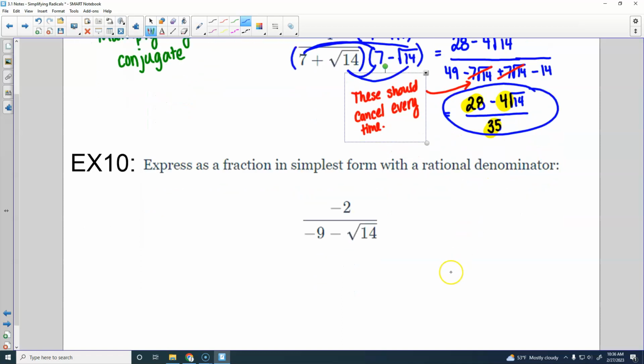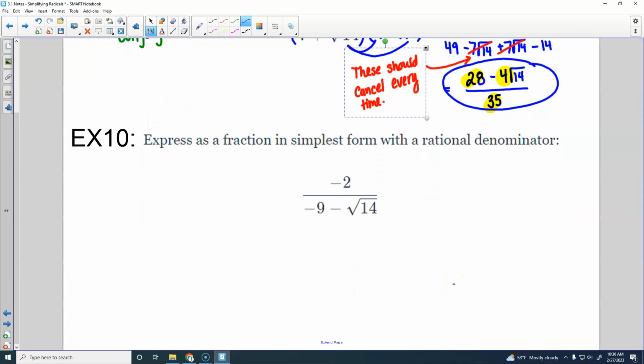All right, let's look at our next one. I promise they don't all have square root of 14s in them, but these two problems that I pulled did. Okay, directions are going to be the same on all of these, so you don't need to write those again, but you want to copy down that problem.